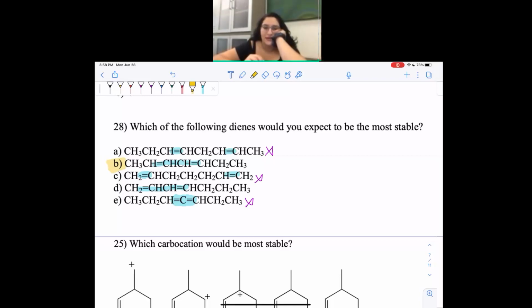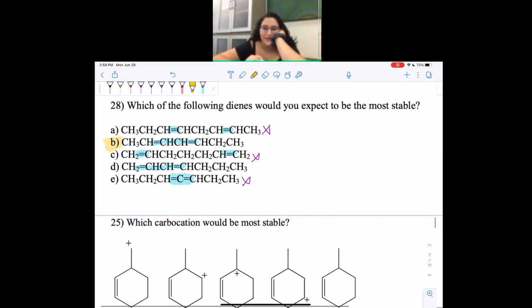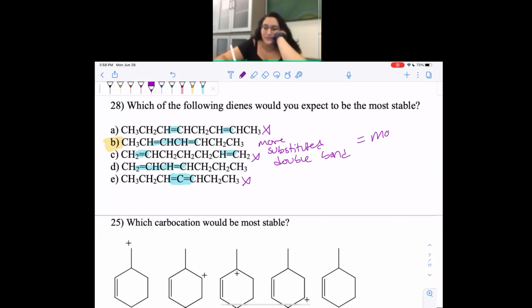Any questions on that one? I know I kind of said it weird. So the reason it's B and not D is because both of these double bonds are more substituted than these double bonds. So here we have a monosubstituted double bond. Here they're both disubstituted. Yes, and more substituted equals more stable. You are correct. More substituted equals more stable.